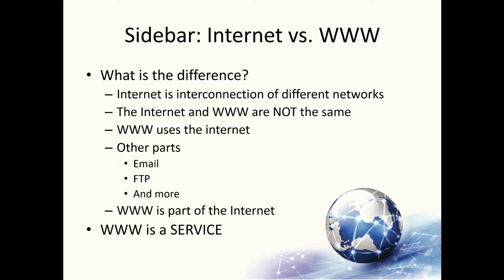So again, what is the internet versus the World Wide Web? Remember, the internet is an intercommunication of different networks. Our university has got its own internal network. Then let's say a business down the street, a restaurant, they've got their own internal network. And the internet allows those two separate internal networks to communicate with each other. So that's the internet. It's connecting. It's a network of networks. That's the easiest way to put it. And again, internet and WWW are not the same. The other parts of the internet are email, FTP, which stands for File Transfer Protocol, and there's other things. So again, the World Wide Web is just a service, and it's just one part of the internet.